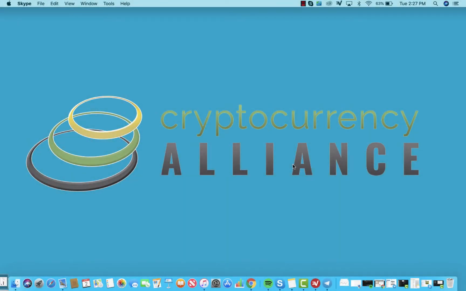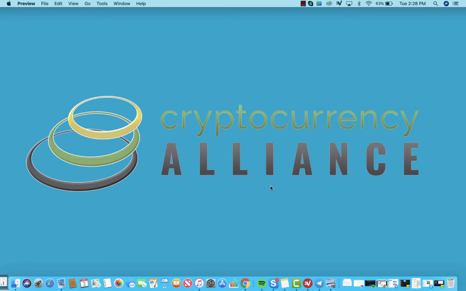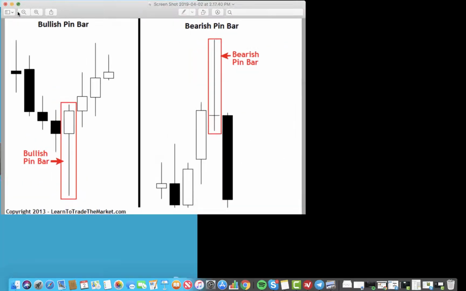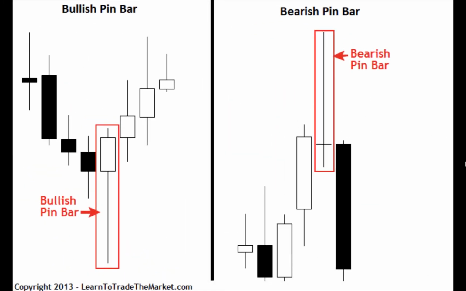Today's training is going to be about the pin bar reversal: how to enter, what it looks like, and what exactly I am talking about. So let me give you two examples real quick of a bullish and a bearish pin bar reversal pattern. Okay, and here we go.